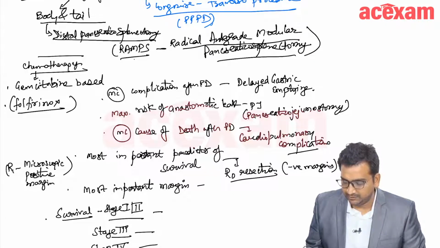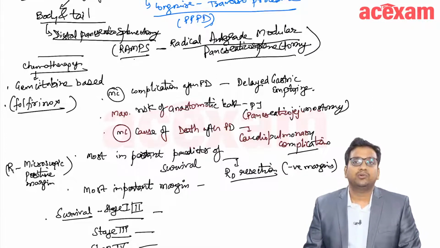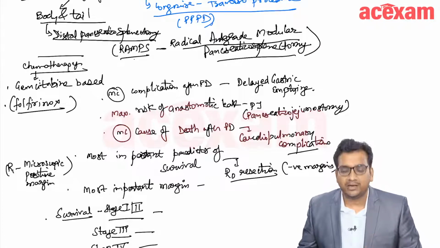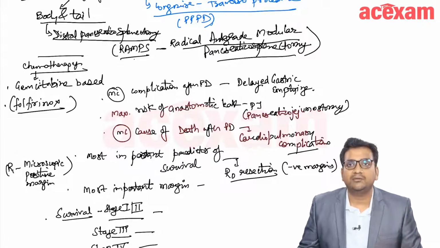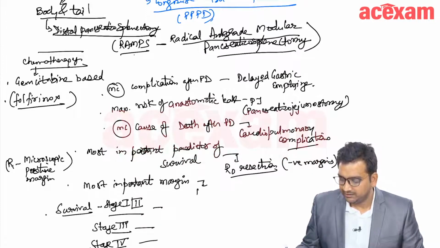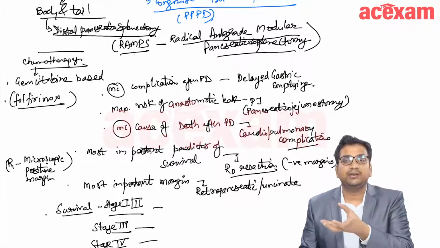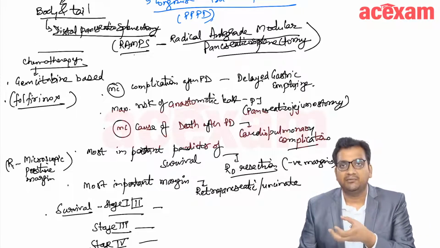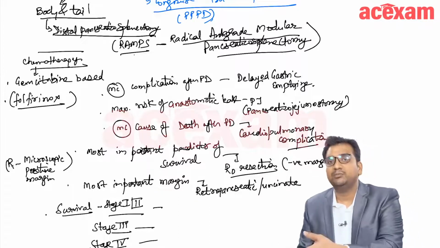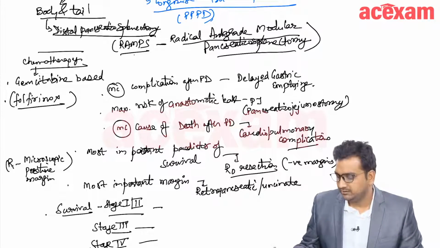And R2 is resection with grossly positive margin. Okay. So if there is R0 resection and the margins are negative, then that is the most important predictor of survival. Most important margin is the retropancreatic margin or the uncinate margin. In the anatomy portion, we have seen that the uncinate process is very much along with the superior mesenteric vein or the superior mesenteric vessels. So that margin, or the margin which is behind the superior mesenteric vein, is the most important margin.